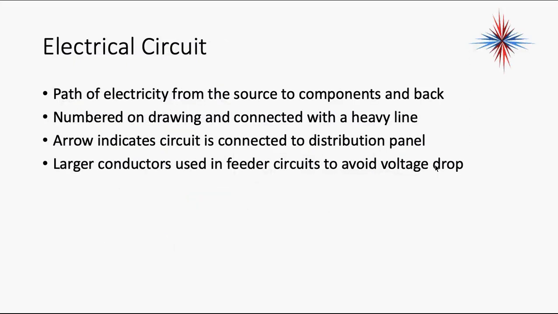Okay, an electrical circuit we've talked so much about. It's part of basic electrical. Okay, it's the path of electricity from a source to a component and back. It's numbered on a drawing and connected with a heavy line. The arrow indicates the circuit is connected to a distribution panel. Larger conductors are used in feeder circuits to avoid voltage drops. Okay, we use the larger conductors. It just carries more electricity and prevents lights from dimming and stuff like that when equipment comes on.